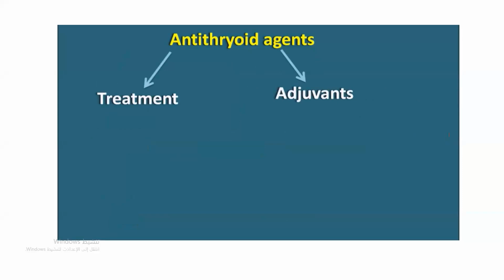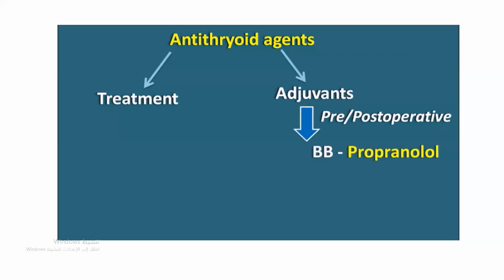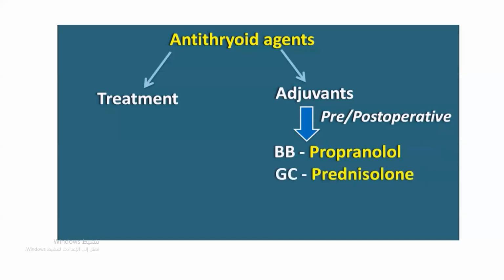Adjuvants are the drugs which are used either pre- or post-operatively, either to reduce the size of the thyroid gland or to prevent side effects during the surgical removal of the thyroid gland. We can use beta blockers like propranolol and nadolol, which are non-selective beta blockers that block the beta-1 receptors on the cardiac system, thereby preventing cardiac stimulation by thyroid hormones. Similarly, we can use glucocorticoids like prednisolone, which can control the inflammation.